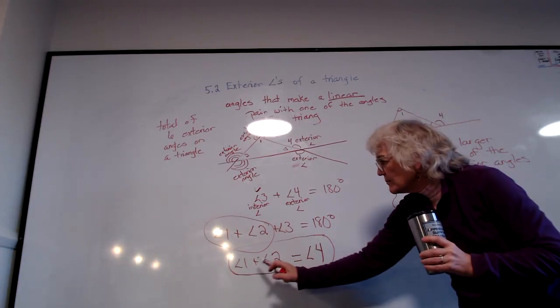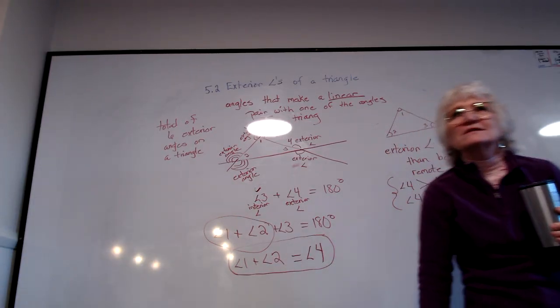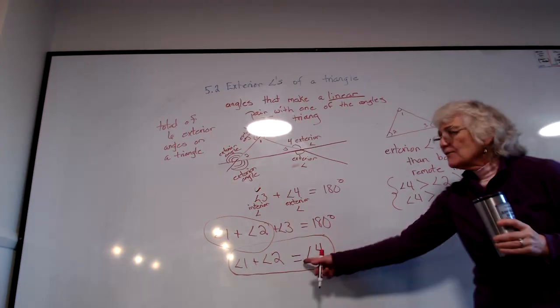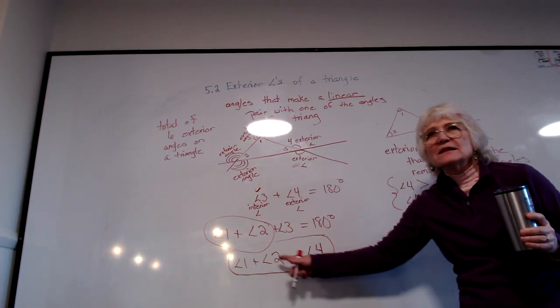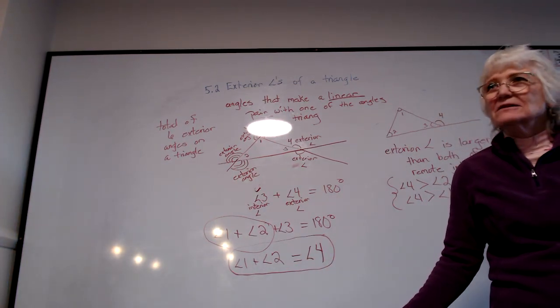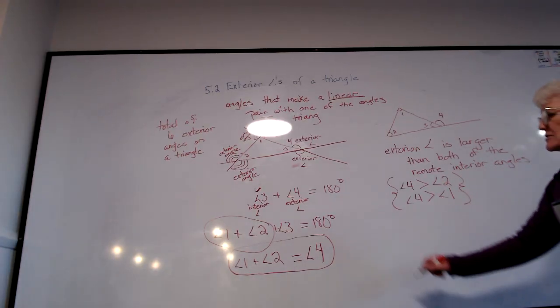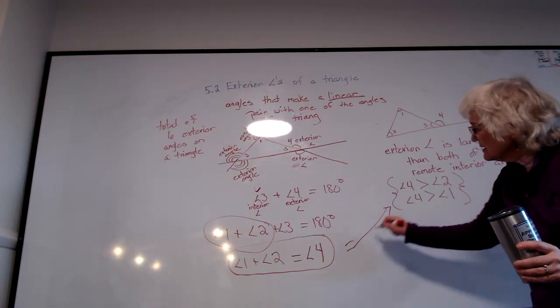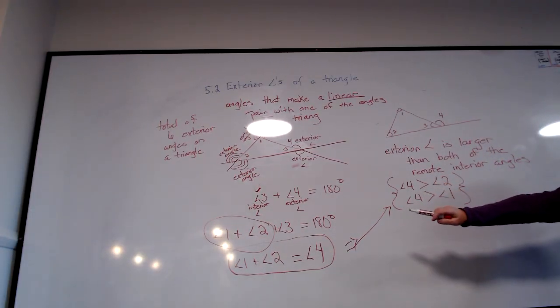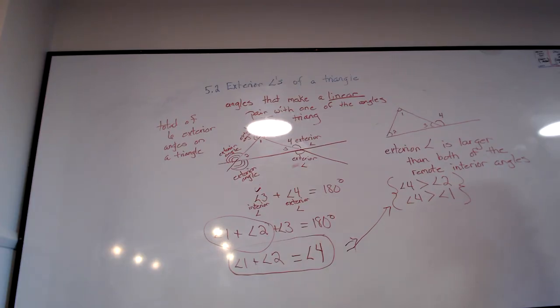Now, if angle 1 plus angle 2 equals angle 4, what does that tell me about angle 1 and angle 2? They have to be less than angle 4, correct? Because if you have to add them together to get angle 4, each of them has to be less, because we can't have a 0-degree angle. Okay, we can't have a 0-degree angle, so neither of them will be 0. So therefore, this is true. Because angle 4 is equal to the sum of them.